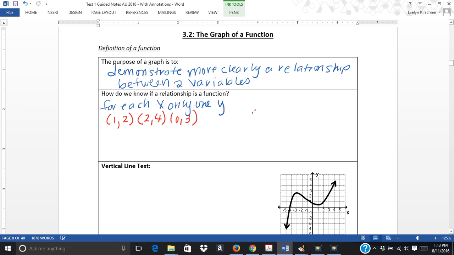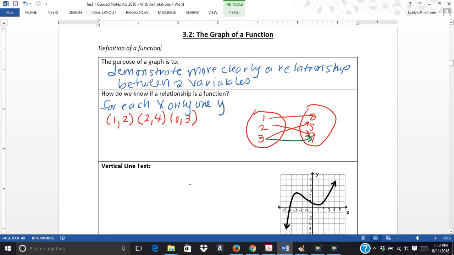Or I could have a mapping. I can have my input and I can have my output. So if I have 1, 2, 3 here, 3, 5, 9 here, this is a function. However, if I was to add another mapping here from 3 to 9, it no longer is a function because I have two mappings coming out of the 3. So that's not a function once I add that. So only one y for each x.